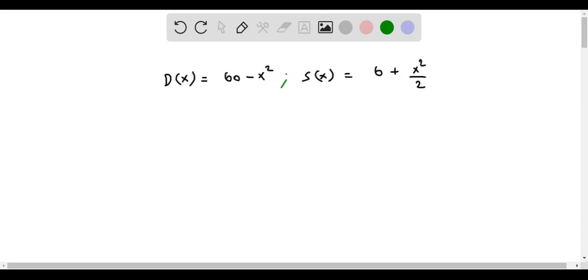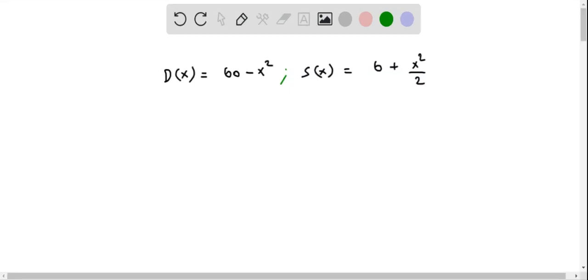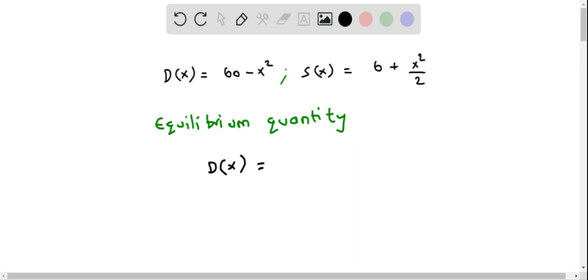Here we determine the consumer surplus at the equilibrium price using the demand and supply function. So to determine the consumer surplus, first we have to determine the equilibrium quantity, and we determine this by setting the demand and supply equal, which means this demand function equals the supply function at the equilibrium quantity.